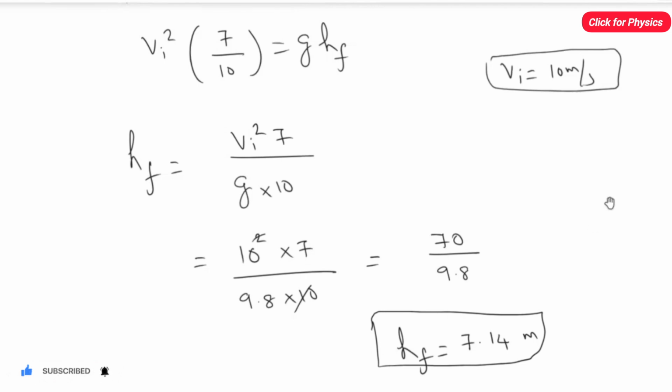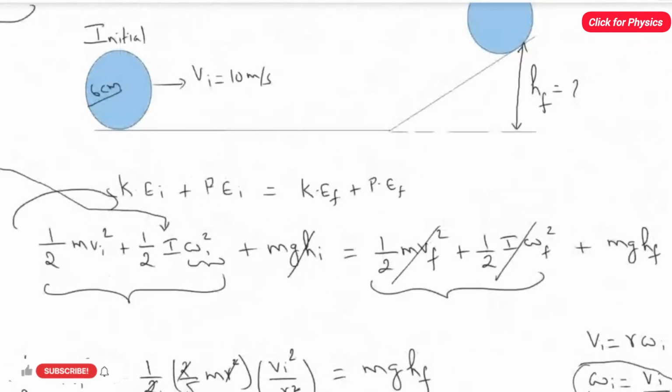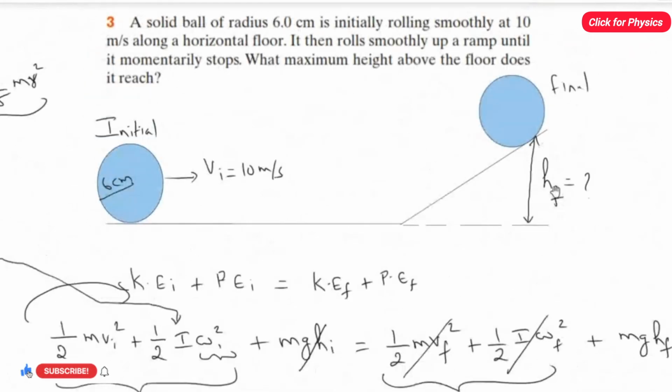So let's go back to the figure. You can see, what is the height when the ball reached the maximum height of the ramp? This is the value of hf. We got this hf value as 7.14 meter. So this is the answer for this question. That's it. Thank you.